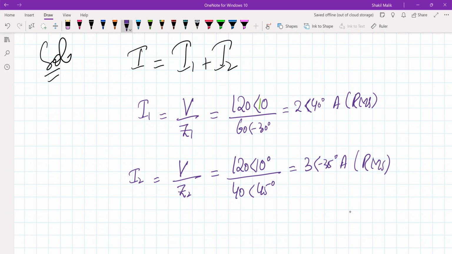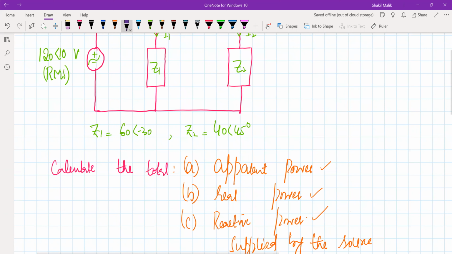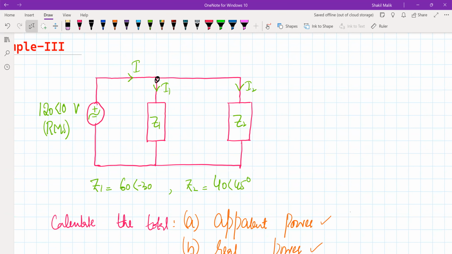Now, what is the complex power absorbed by the impedances, meaning Z1 and Z2? We know the voltages and we know the currents, so we can get the complex power.